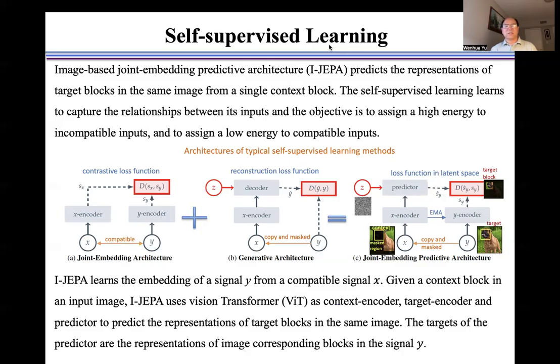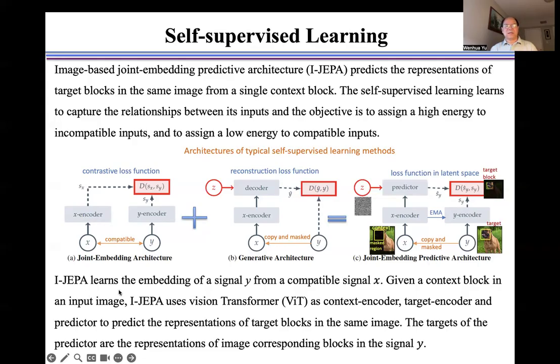Self-supervised learning learns to capture the relationships between its inputs, and the objective is to assign a high energy to incompatible inputs and a low energy to compatible inputs, as shown here. These are some architectures of a typical self-supervised learning method: this joint-embedding architecture, this generative architecture, and this joint-embedding predictive architecture.